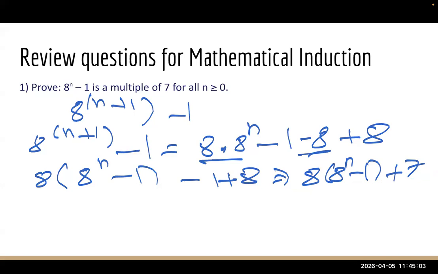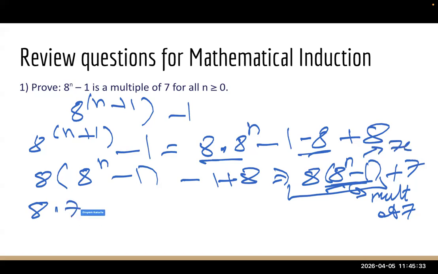So, because of the assumption from the inductive hypothesis, we already know that this is a multiple of 7. Since this is a multiple of 7, any constant multiplied to a multiple of 7 will also be a multiple of 7, right? So this will also be a multiple of 7. Let's say this is in the format 7c, so 8 multiplied by 7c will be in the format 56c. Now, this is also a multiple of 7. As you can see, 56 is divisible by 7.